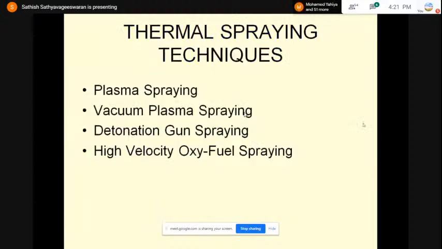And if you classify thermal spraying techniques, you can have more than 4 classifications. That is, first one is the plasma spraying technique. So this is the most important technique followed in almost all parts of the country. And another one is the vacuum plasma spraying. Then detonation gun spraying, otherwise known as the D-gun spraying technique. And the next one is the high velocity oxy-fuel spraying technique.